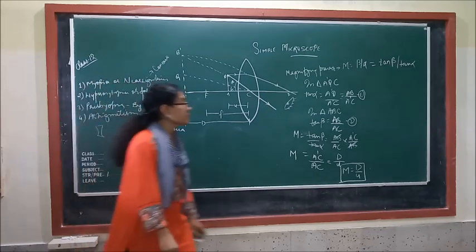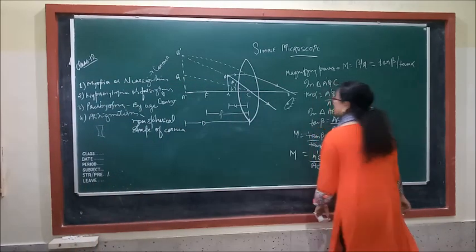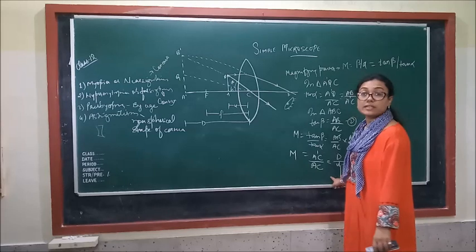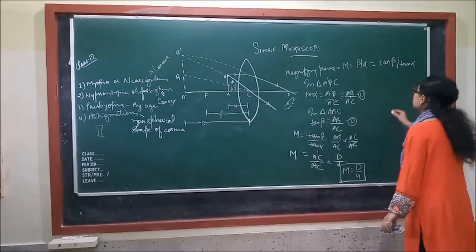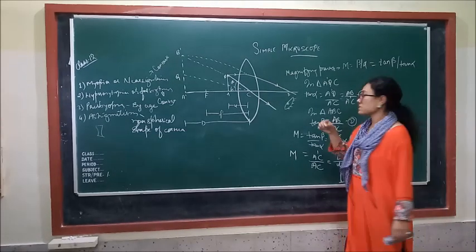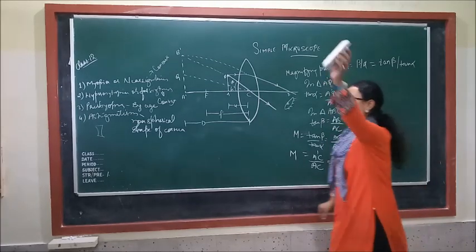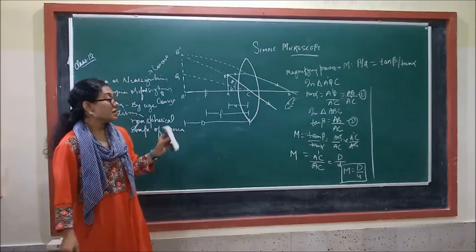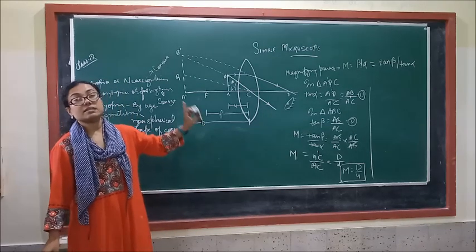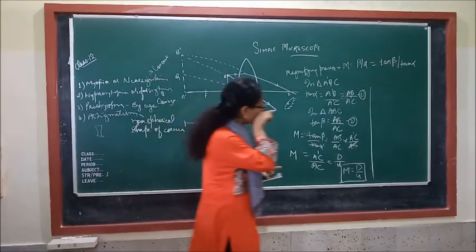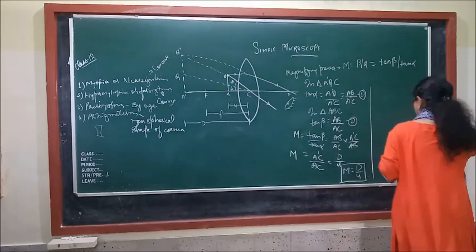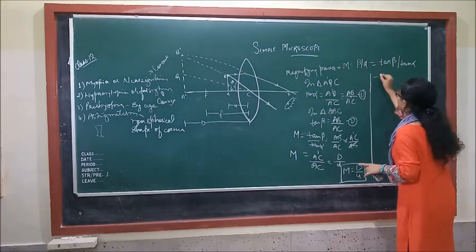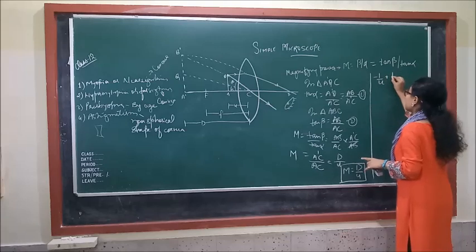The second case is when the image is at the least distance of distinct vision. Here it is infinity; here the image is at the least distance of distinct vision. This is like the second case, but in numericals it is of great use, when the image is at the least distance of distinct vision. For that, we can use the formula.